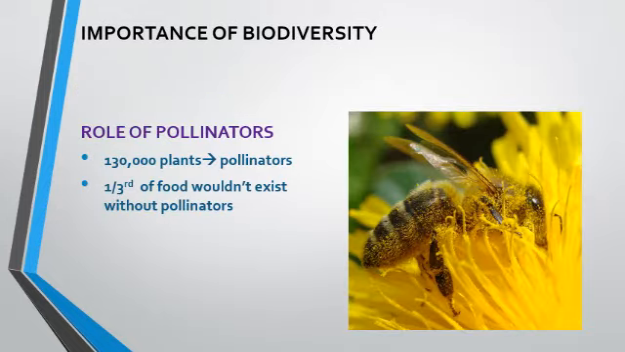Last is a role of pollinators. Pollination is the transfer of pollens from the stamen of a flower to the stigma of the same or different flowers. Flying insects do the job of pollination, so they are called pollinators. Around 130,000 plants depend on insects for pollination. One third of all our food, fruits, and vegetables would not exist if pollinators would not visit the flowers.